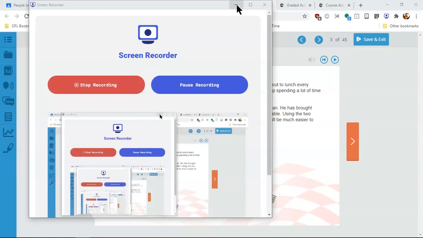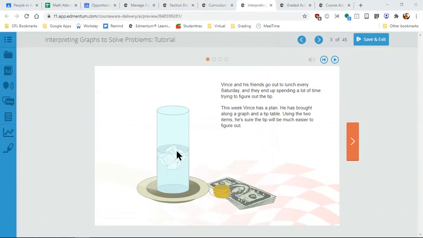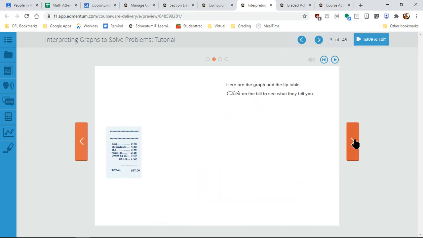All right. So this lesson is interpreting graphs and solve problems tutorial. So here we're talking about Vince and his friends go out to lunch on Saturday. They end up spending a lot of money or a lot of time figuring out the tip. This week, Vince has a plan. He has brought a graph for tips. So he has like a little graph that's going to tell him tips.